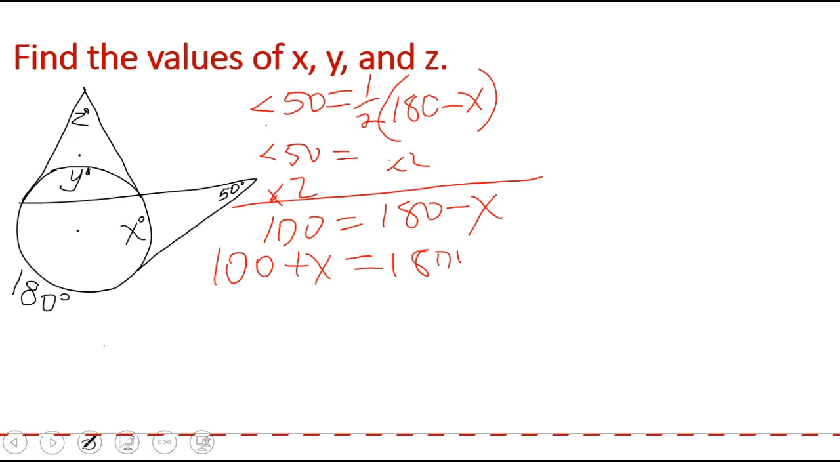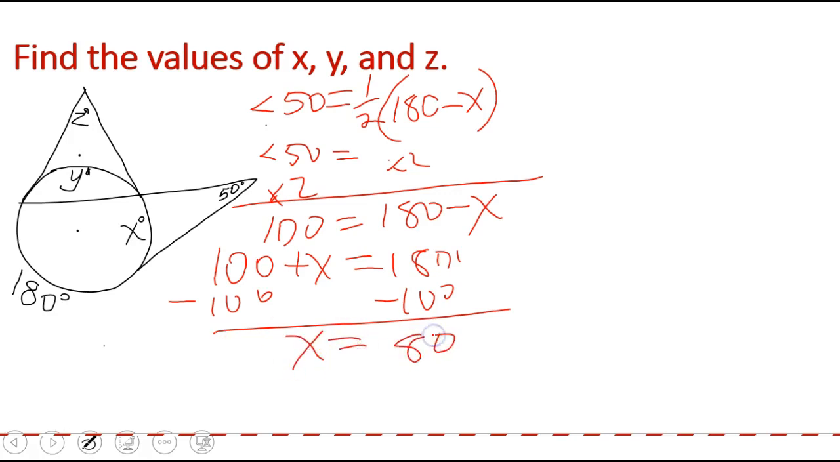And then now we can subtract 100 from both sides, and that will give us 80. So x is equal to 80.